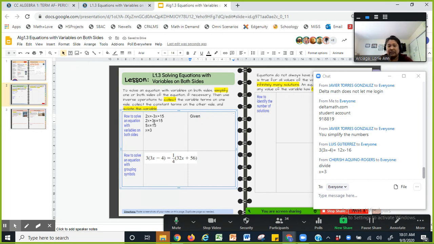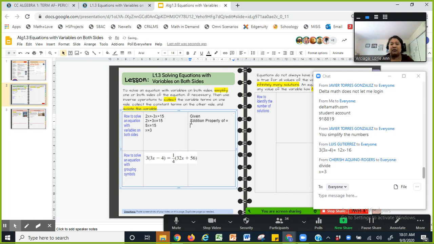When Javier suggested we simplify the numbers, I moved the negative 3x to the left side so we can combine the numbers with the same variables. But to eliminate the negative 3x, we added it to the right side. So that's our clue. We added something. That means the property we use for that is addition property of equality.